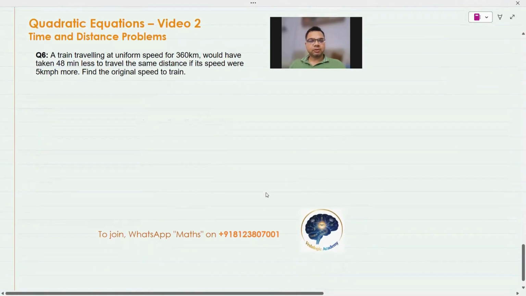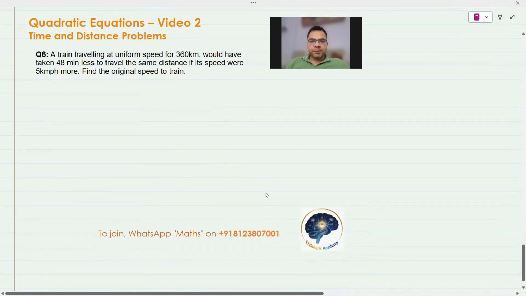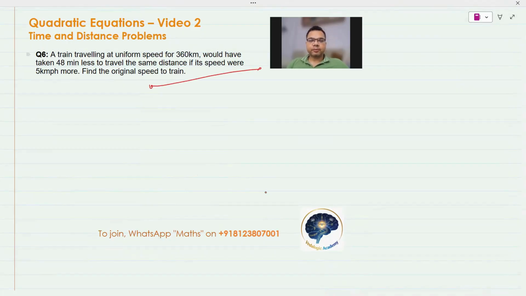This is the last question for today. So a train traveling at a uniform speed of 360 kilometers. So the distance is 360 kilometer.